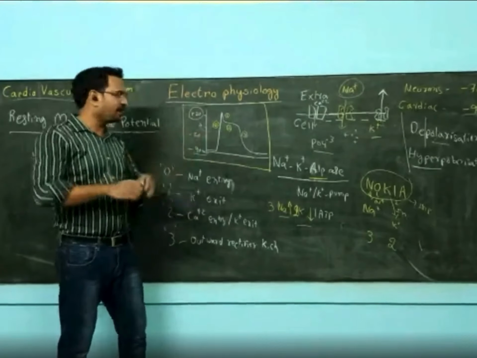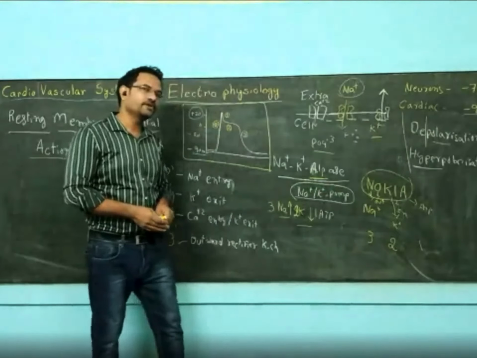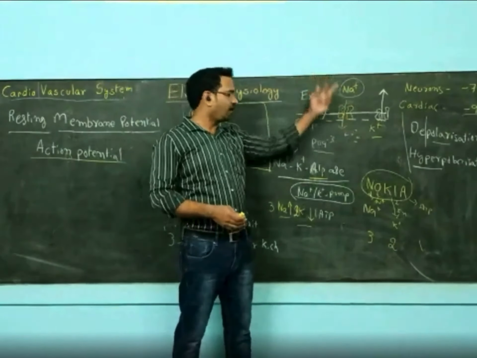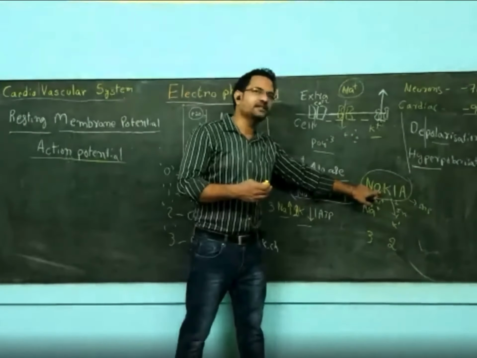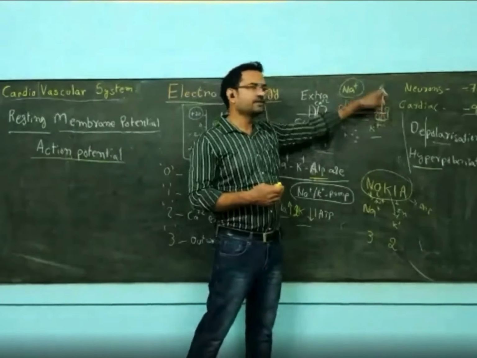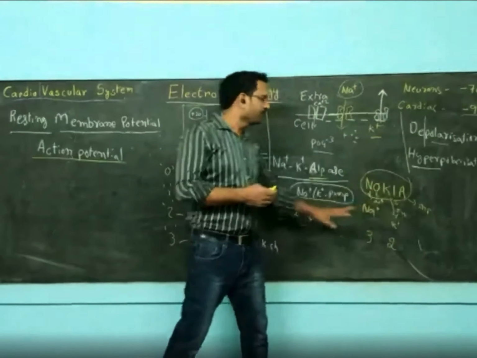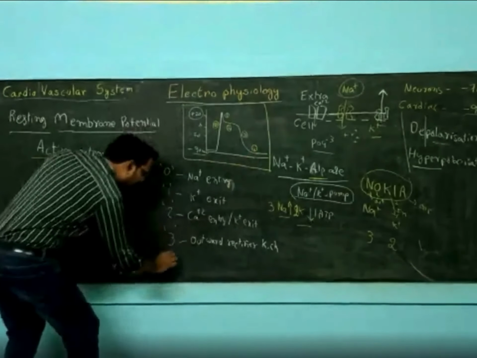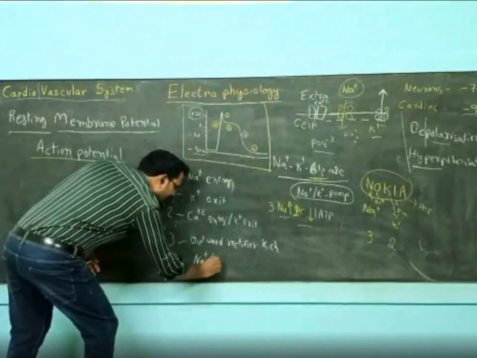To correct these ionic balances, the sodium potassium pump acts here. What is the job of the sodium potassium pump? Whatever sodium came inside during depolarization will be sent out with the help of the pump. 3 sodium are taken out of the cell. It brings back whatever potassium has gone outside: 2 potassium come inside, using ATP. This happens in the fourth phase, where the sodium potassium pump acts.